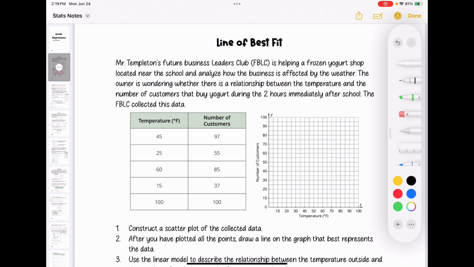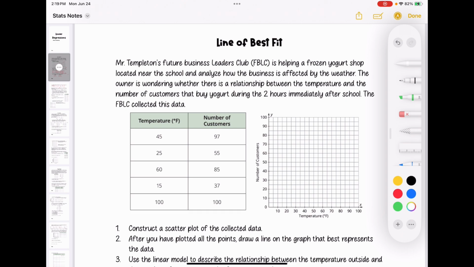Mr. Templeton's Future Business Leaders Club, FBLC, is helping a frozen yogurt shop located near the school and analyze how the business is affected by the weather. The owner is wondering whether there is a relationship between the temperature and the number of customers that buy yogurt during the 2 hours immediately after school. The FBLC collected this data. So right below that, they give you a table.